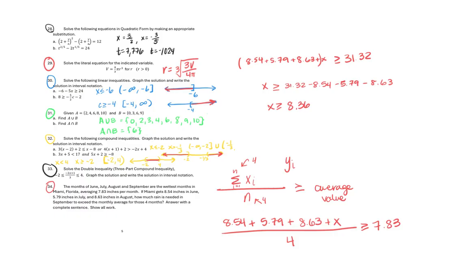8.36. So in order for it to exceed this number of 7.83, it has to rain 8.36 inches of rain or more to exceed the monthly average in September. Okay, and so that's what we have for number 34.